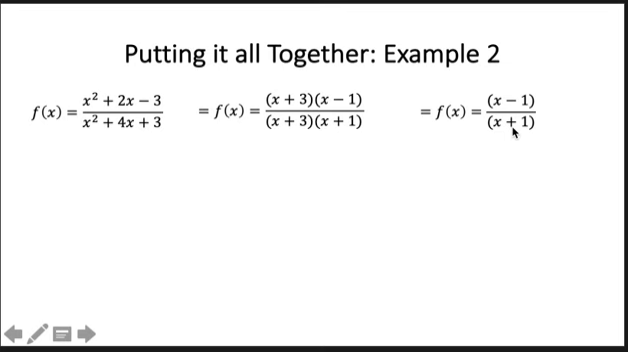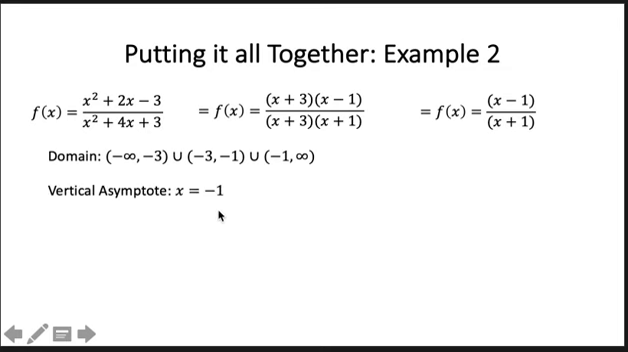And just like before, we're going to determine the domain. Now the domain, remember, comes from here. So the domain is all reals except -3 and -1. And that comes from what makes the denominator 0. Not from when you cancel out the common factors, but here in this step. And then the vertical asymptote, though, remember, is just x equals -1. That does come from the simplified function. I hope this is all making sense.